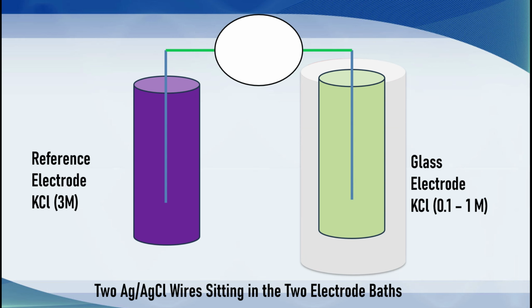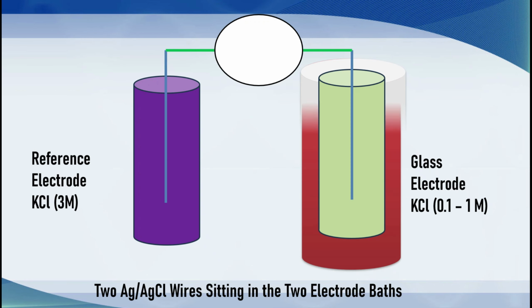And this is the setup. We have 2 silver chloride wires immersed in a potassium chloride solution. The reference electrode must be kept at a rigid electrical potential, so the system is saturated with potassium chloride about 3 molar, so the electrical potential never changes. The glass electrode is embedded in a dilute potassium chloride solution.